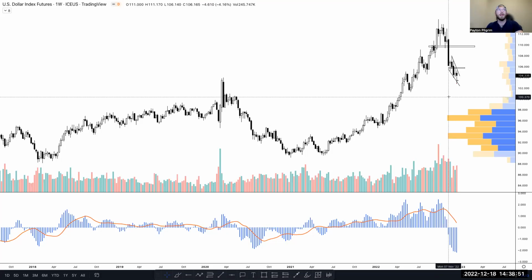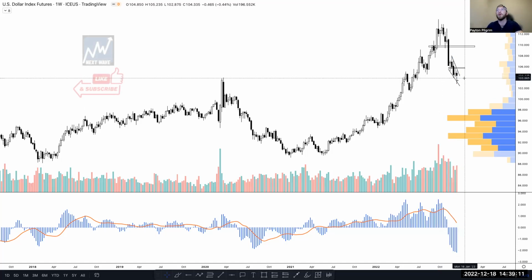Right, so we are looking at the US dollar index futures, and this is giving us an idea of what the whole market is going to do for the week. If the dollar is going bullish, everything else is most likely going to go bearish. And when the dollar is bearish, everything else is most likely going to go bullish. So it gives us a good idea of what the overall market is going to do.